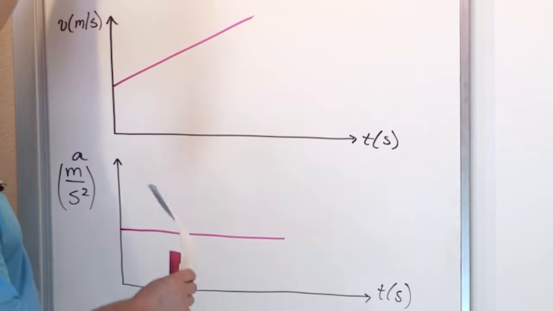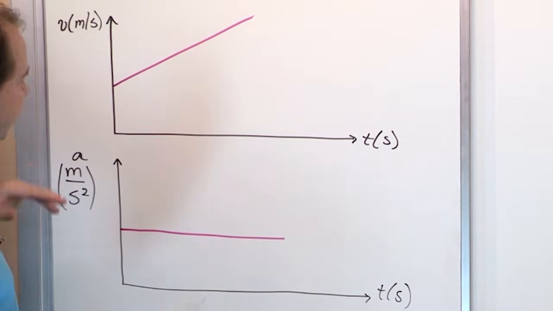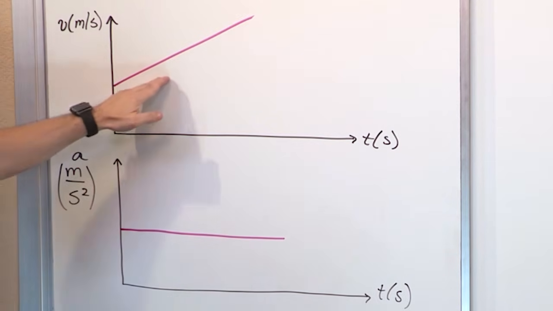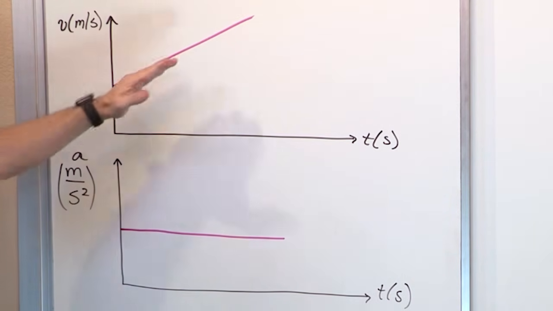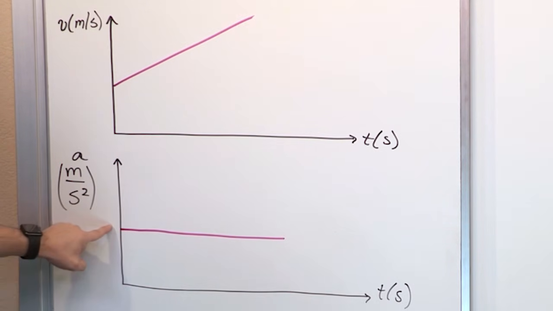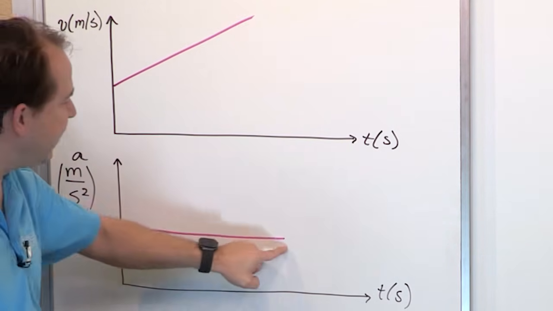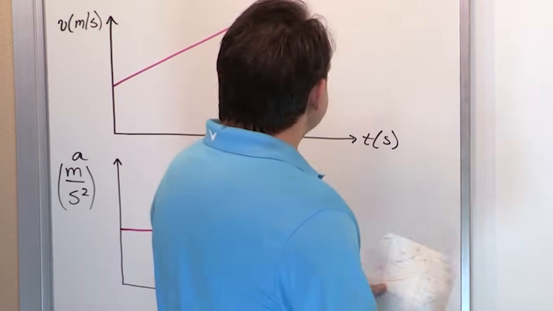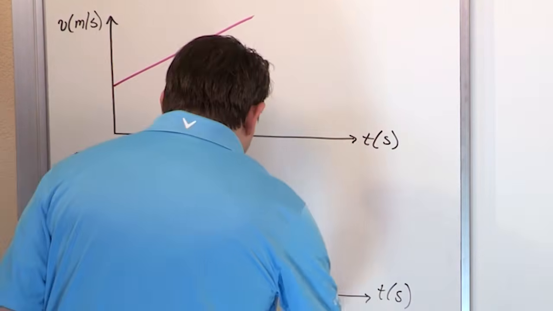So I left the top of the board open because I want to draw the position curve. But even before we get to the position, you now know for constant acceleration, the velocity is a straight line with some slope. The slope of that line gives you the value of the acceleration over here, but it never changes because it's constant acceleration. All right? Now, before we go any further, what have we learned from this?